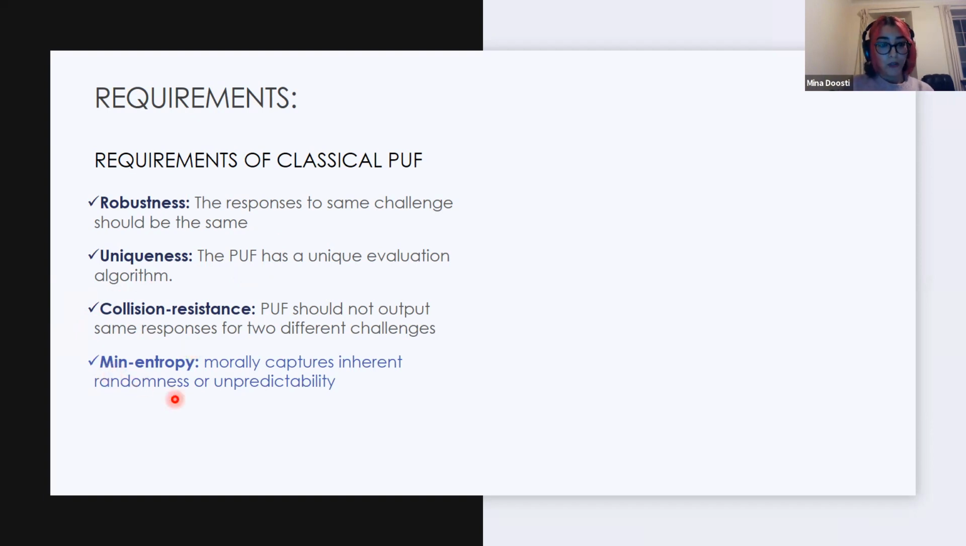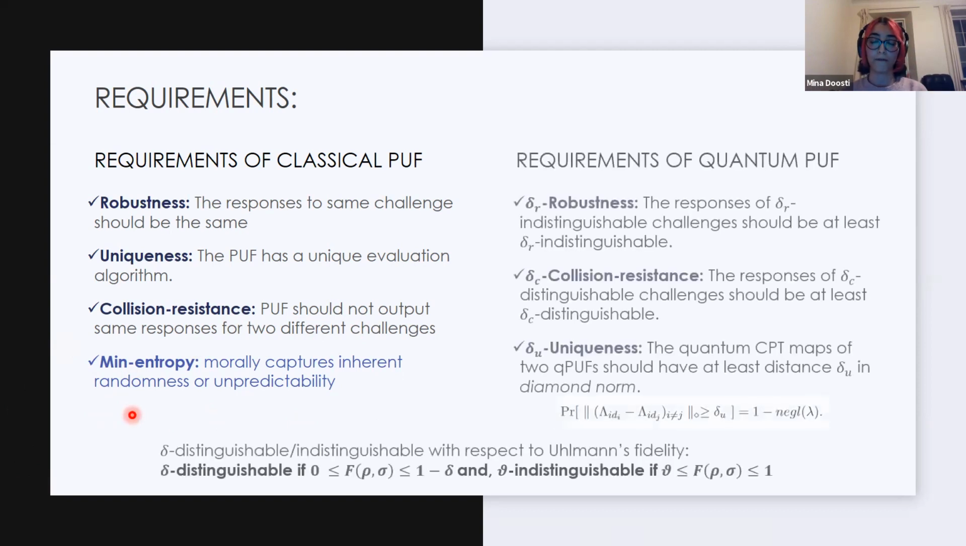And there's usually another requirement, which can also differ. Not in all the papers is it called that, but it's usually called the min-entropy requirement, which morally captures the randomness or unpredictability of the PUF. I showed it in a different color because this is something that we want to relax when we move to the quantum world. We don't want to impose this requirement as a requirement of the PUF.